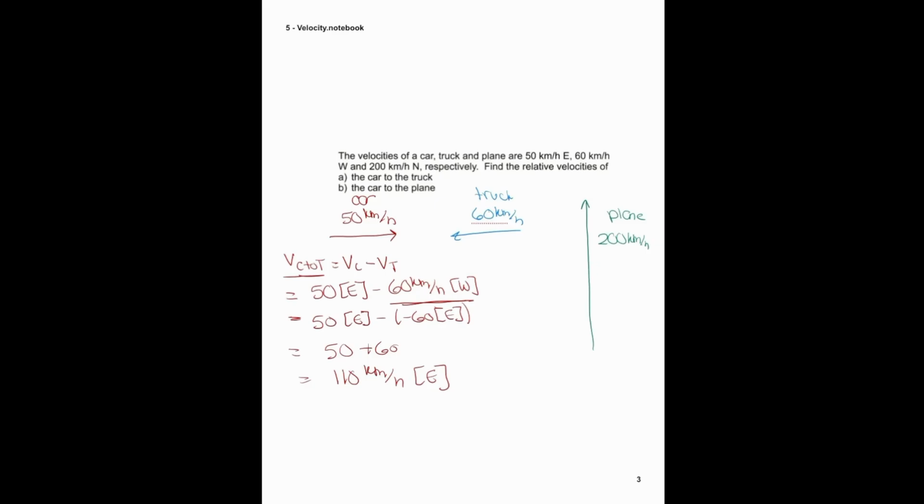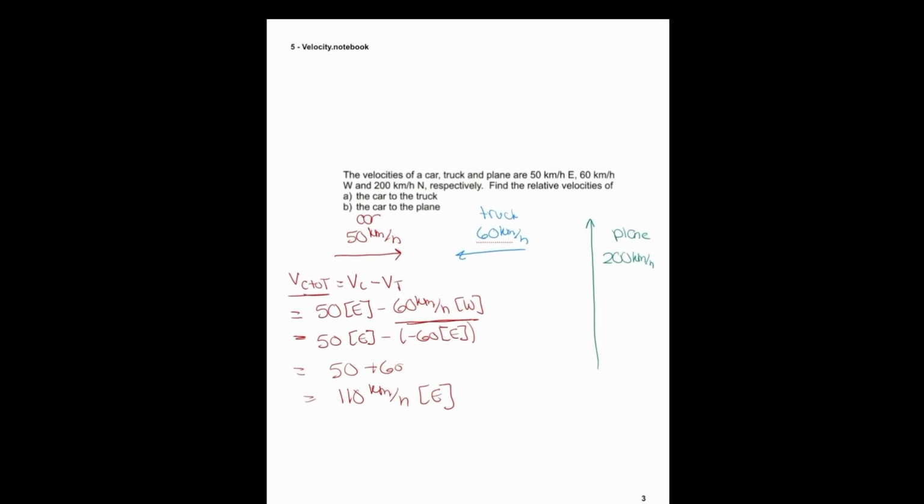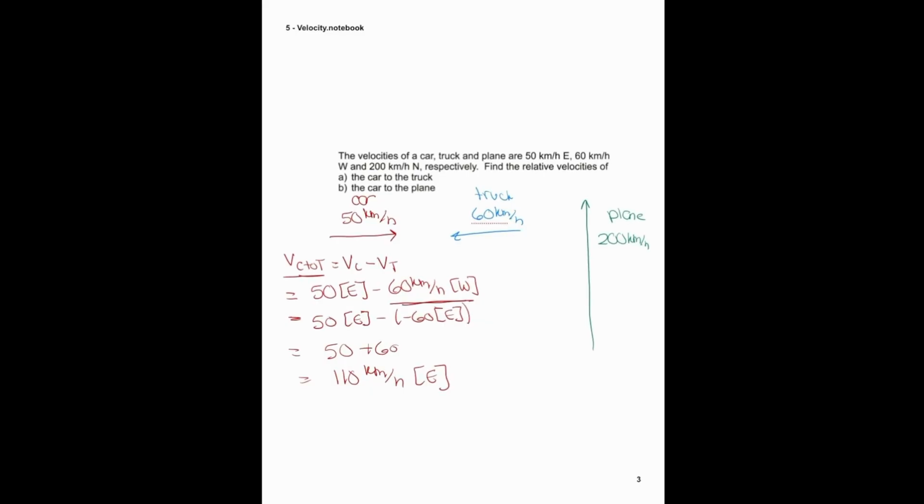Now let's think about the car to the plane. We can think of it the same way. We can do the same kind of math if we want to do the car to the plane. So now we're going to do the velocity of the car to the plane. And the velocity of the car to the plane is going to be the velocity of the car minus the velocity of the plane. But you may have noticed that they are going in different directions. They're not on the same axes. They're not both east-west or north-south. One is going east and one is going north.